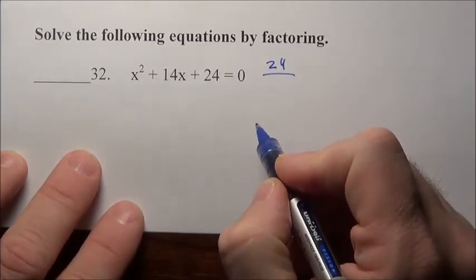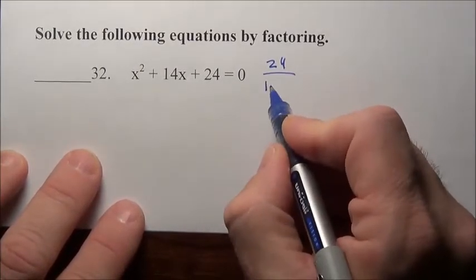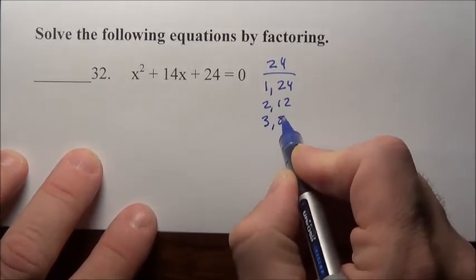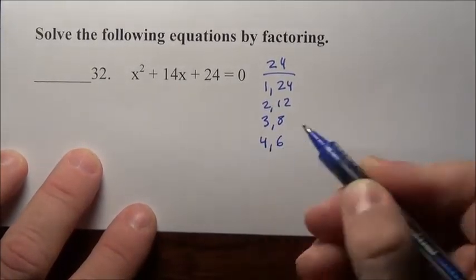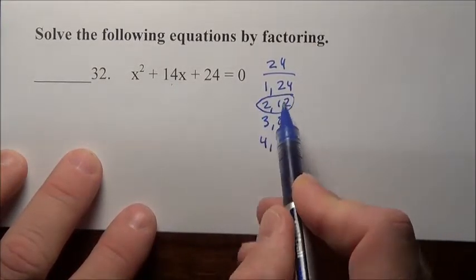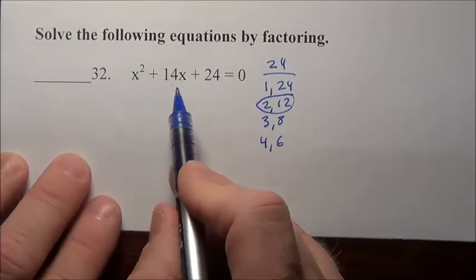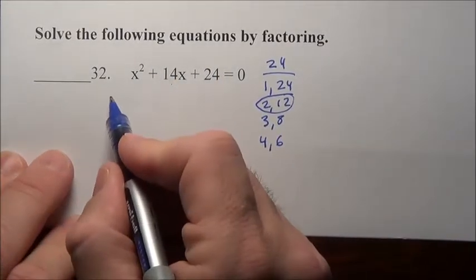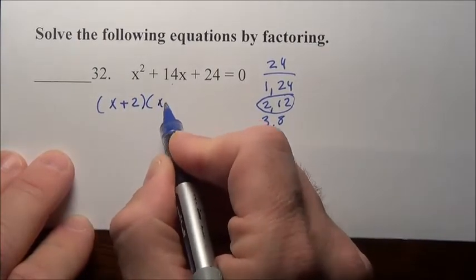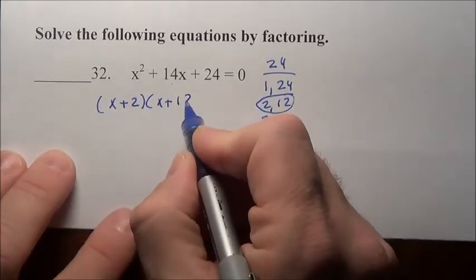Okay? This is exactly like what we've been doing. Factors of 24: 1 and 24, 2 times 12, 3 times 8, 4 times 6, that's it. Which of these are going to combine to give me 14? 2 and 12. That tells me that this factors down to (x plus 2)(x plus 12).